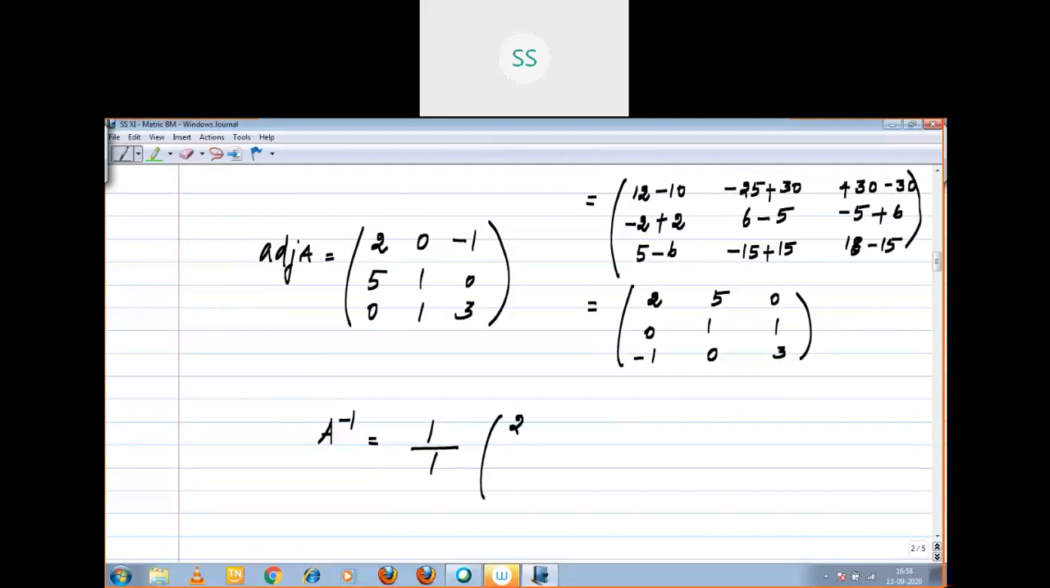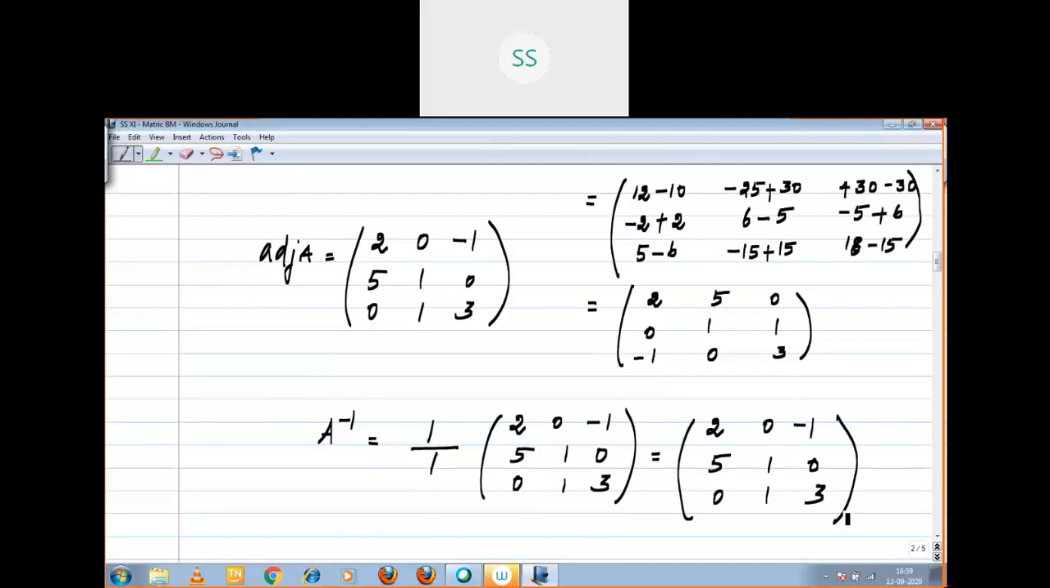What is your adj A? 2, 0, minus 1, 5, 1, 0, 0, 1, 3. This is equal to 2, 0, 1, 2, 0, minus 1, 5, 1, 0, 0, 1, 3. What is A inverse now? A inverse equal to. Got it?